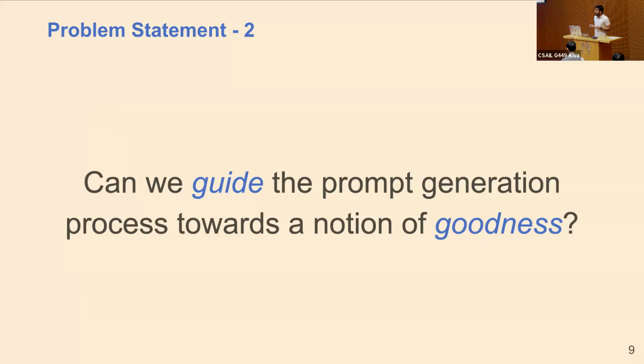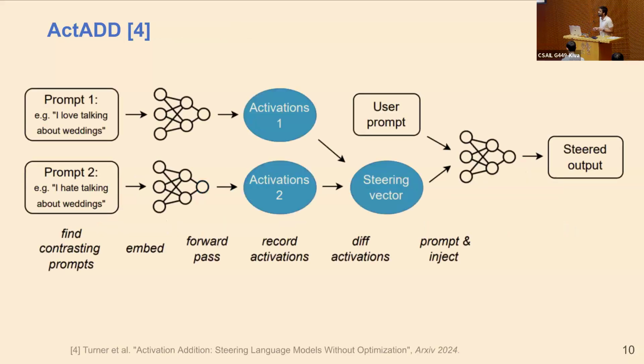This is where I come to problem statement number 2. Can we guide the prompt generation process towards the notion of goodness? The notion of goodness in this case is the natural language pattern which is being preferred by my downstream VLM. So can we explicitly guide the language generation process in each optimization step towards this goodness or effectiveness? I mean, we can.